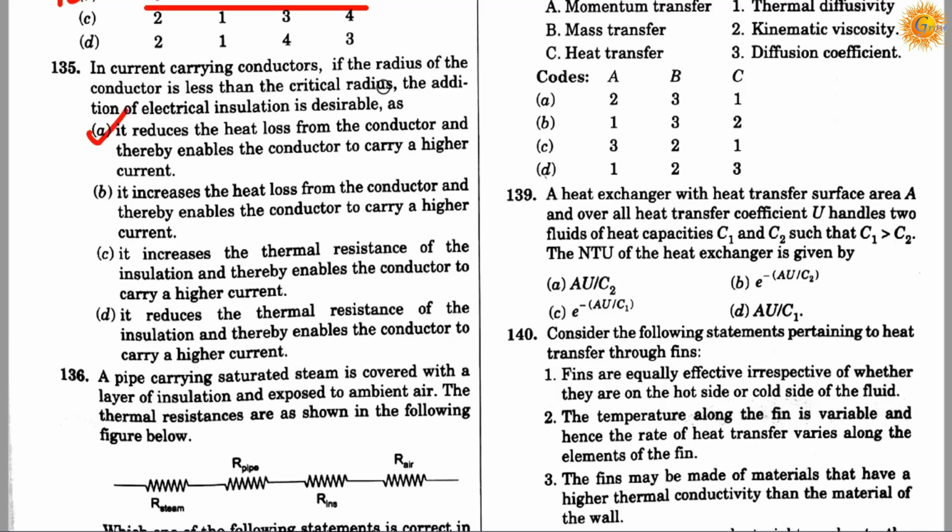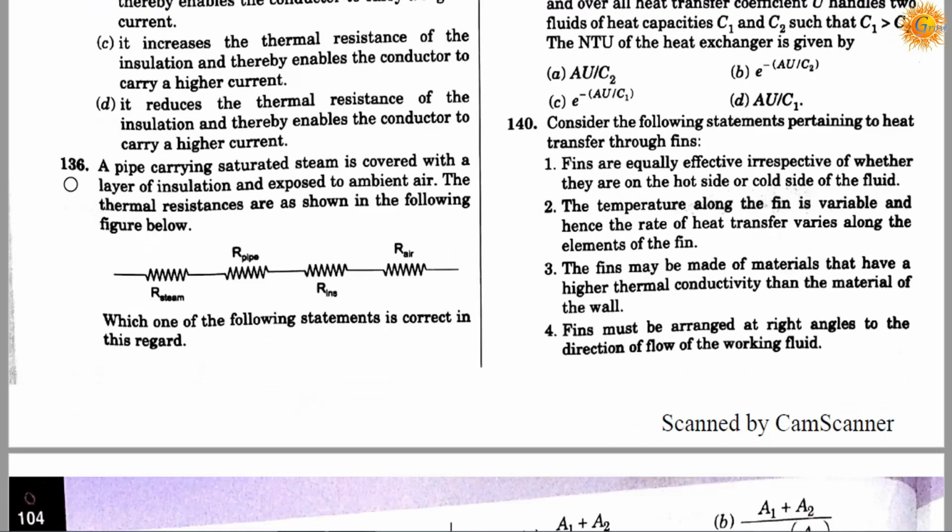In current carrying conductors, if the radius of the conductor is less than the critical radius, the addition of electrical insulation is desirable as it reduces the heat loss from the conductor and thereby enables the conductor to carry a high current. Question number 136. A pipe carrying saturated steam is covered with a layer of insulation and exposed to ambient air. The thermal resistances are as shown in the figure below. Which one of the following statements is correct in this regard?